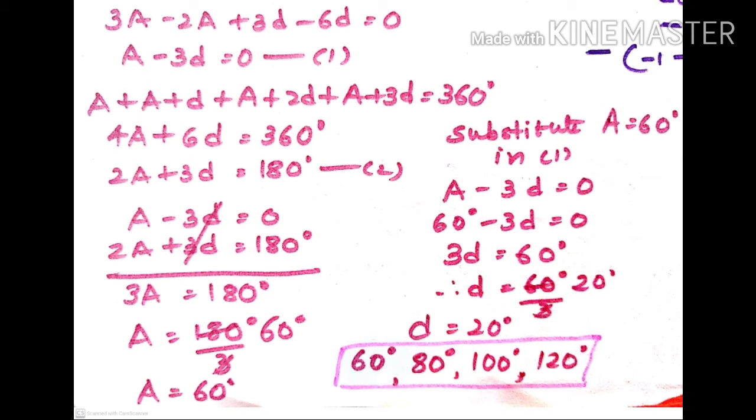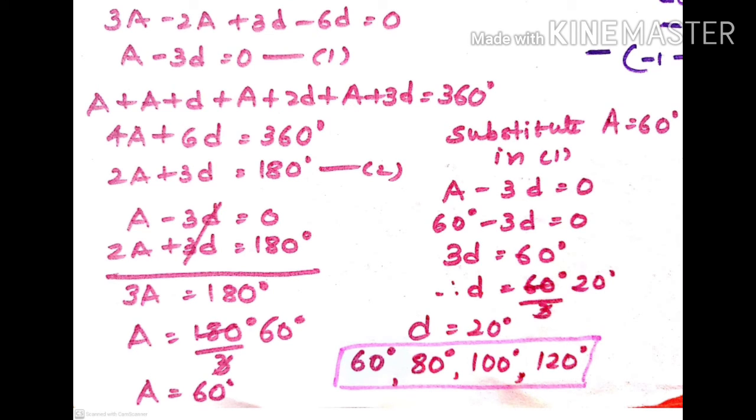So 60 plus 20, 80 degrees. Third angle is A plus 2D, so 60 plus 40, 100. And the fourth angle is A plus 3D, that is 60 plus 60, that is 120 degrees.